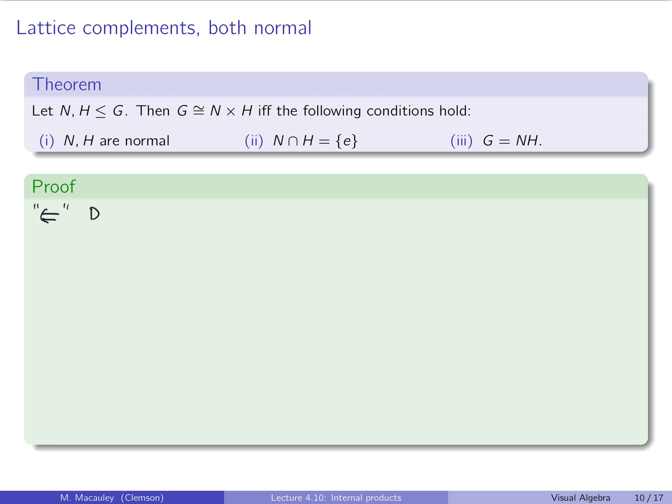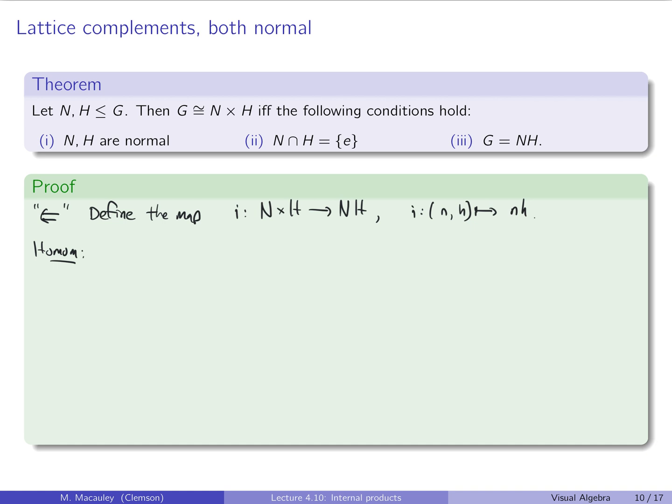So let's start by defining a map. I'm going to call it I from N cross H to NH. And we're going to prove that this is an isomorphism. The map is defined exactly how you probably think it is, which is going to take an ordered pair of little n comma little h and send it to the product little n times little h. So let's start out by proving that this is a homomorphism.